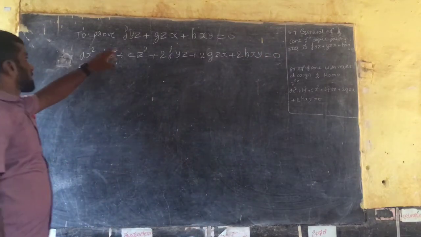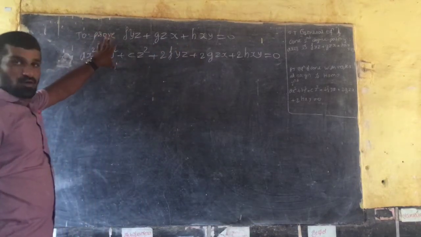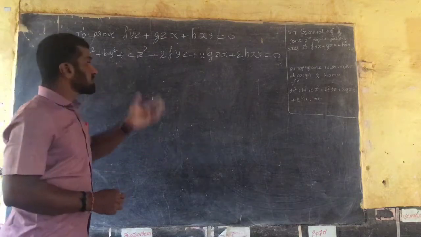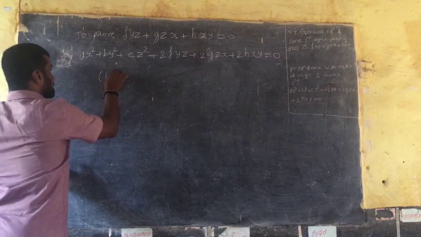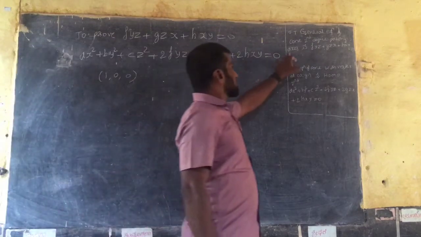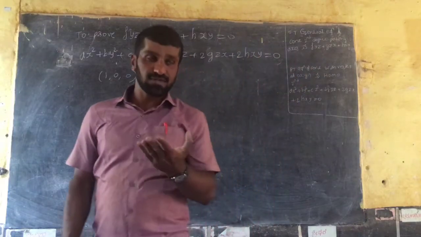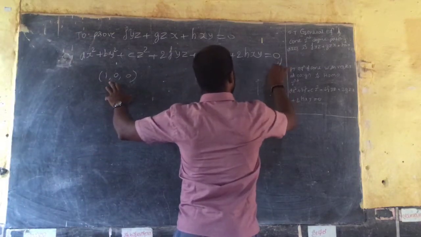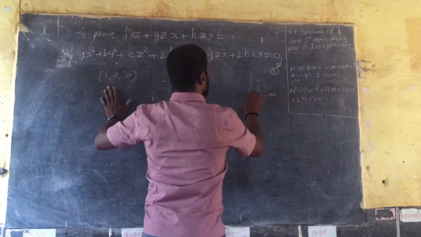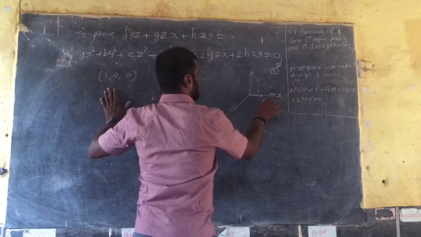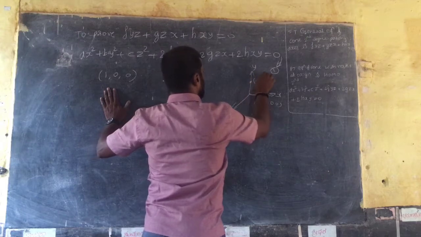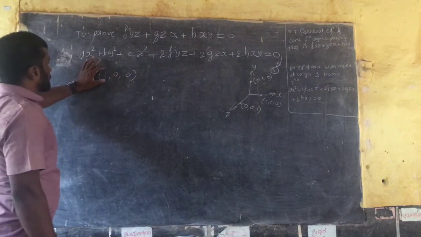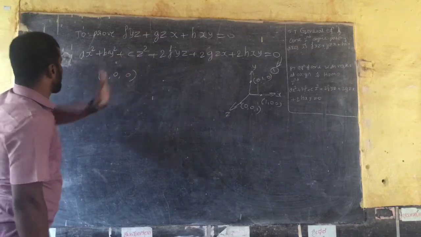So now I want to prove this result. This second degree equation of the cone passes through the axes. If this is the equation of the cone, passing through the x axis, the coordinate point is 1, 0, 0. Remember this point. It is passing through all the axes. So the x axis point is 1, 0, 0, the y axis point is 0, 1, 0, and the z axis point is 0, 0, 1. So x is equal to 1, y is equal to 0, z is equal to 0, and simplifying, a is equal to 0.